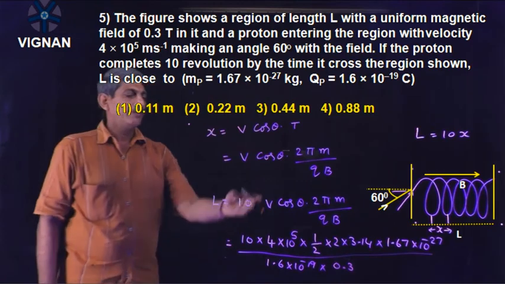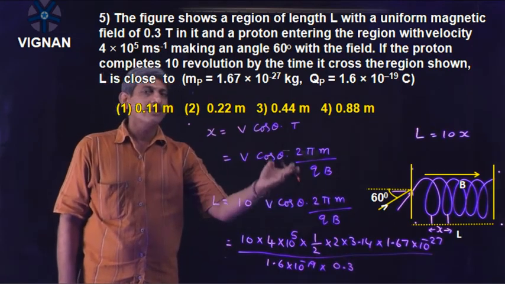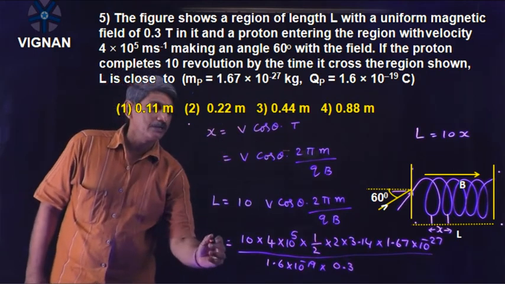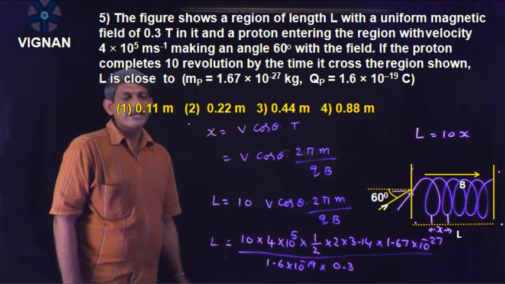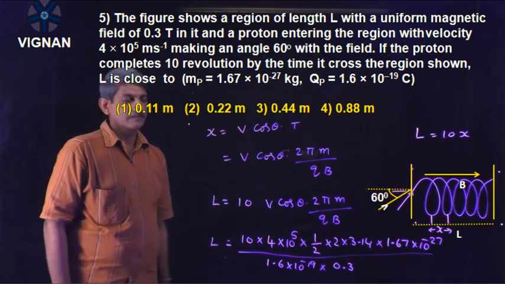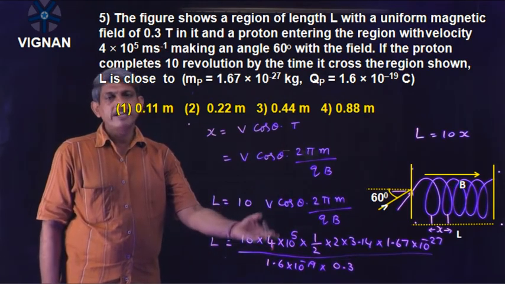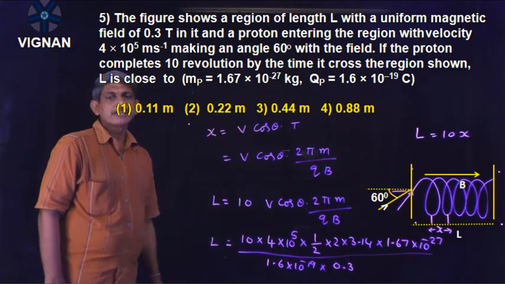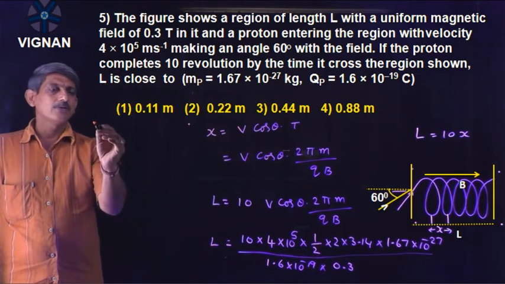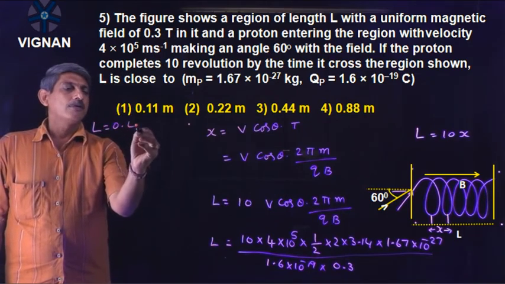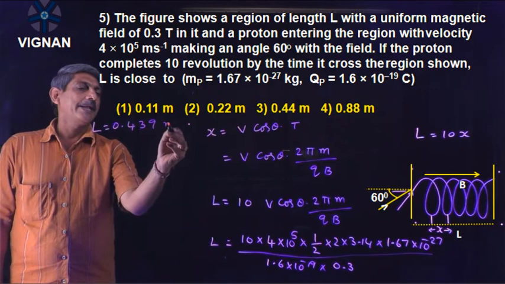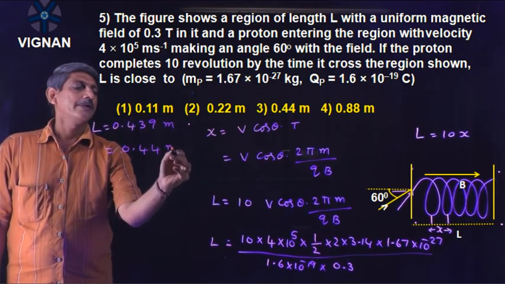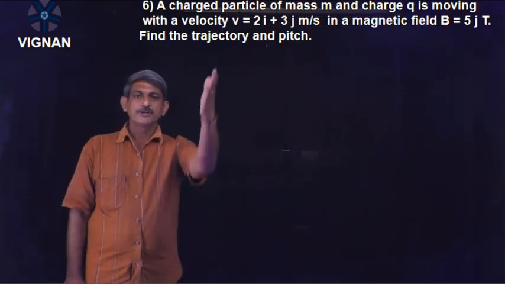Okay, so v is given, theta is given, m is given, q is given, B is given. By substituting all the values in the equation, we have the length of the region containing the magnetic field given by this expression. So it contains many multiplications and divisions. Do the mathematical simplifications. After simplifying that, we will get L is equal to 0.439 meters, which is close to 0.44 meters.